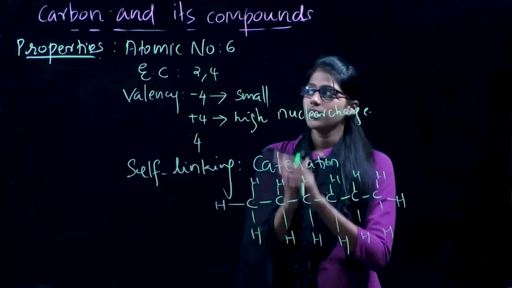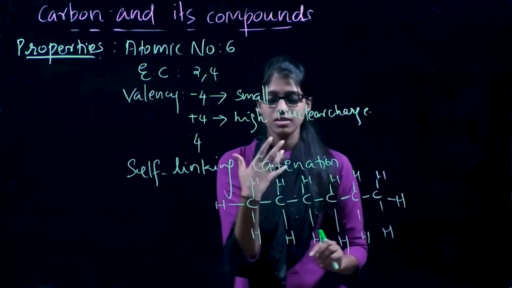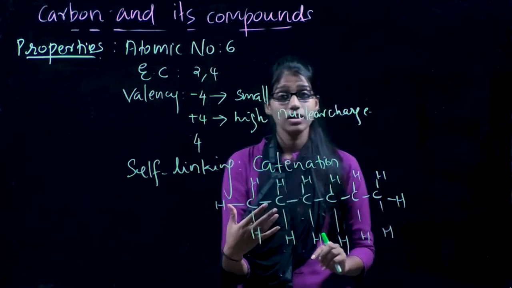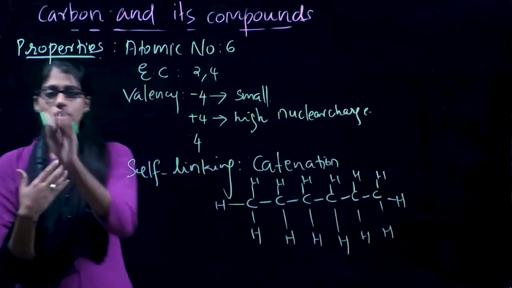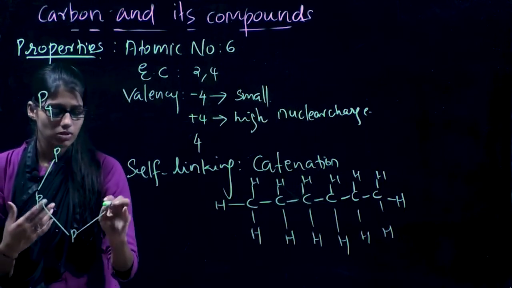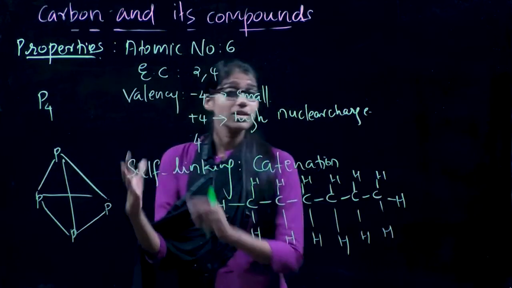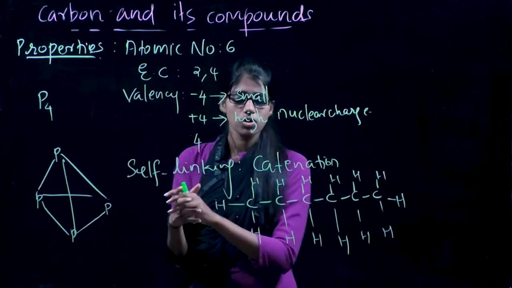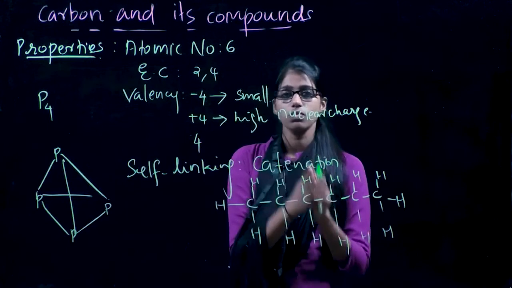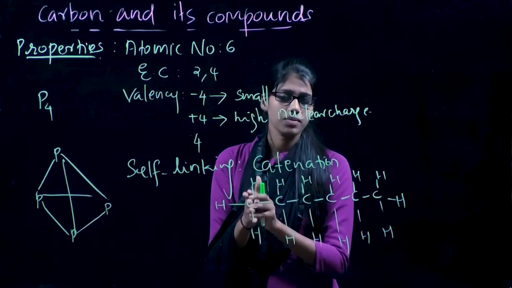When you consider the periodic table, generally all the p block elements are able to exhibit the property called catenation, the self-linking property. That is even observed in P4, where 4 phosphorus atoms are linked in a tetrahedral manner, or in sulfur, or even in oxygen if you consider ozone, but the catenation property is observed to be maximum in carbon due to its extremely small size.